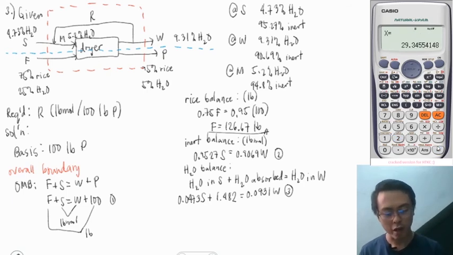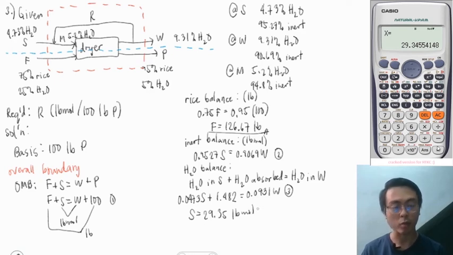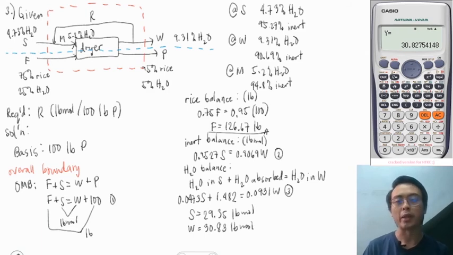We have a value of S as 29.35 pound moles, and then W is 30.83 pound moles. Now you can pause for a moment and think if the values of S and W make sense.